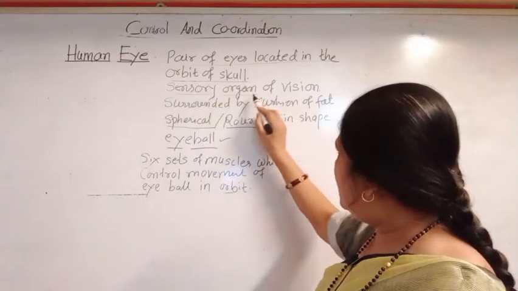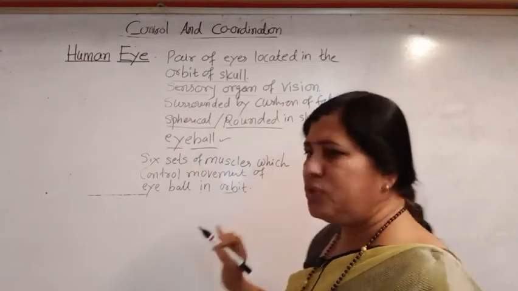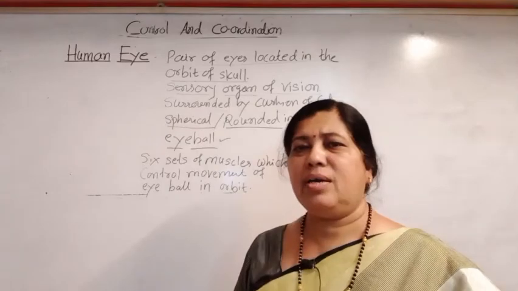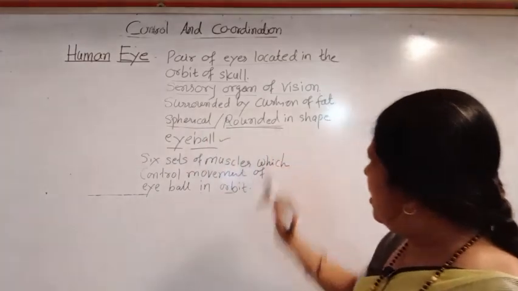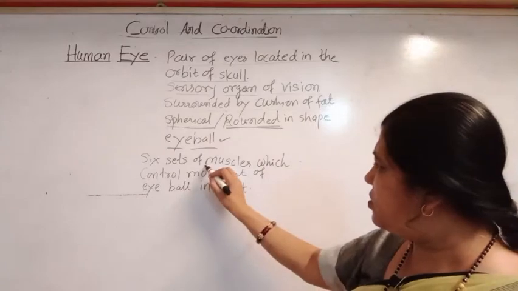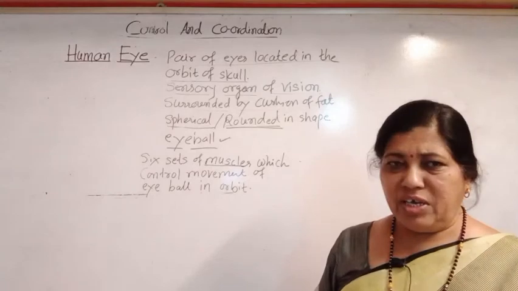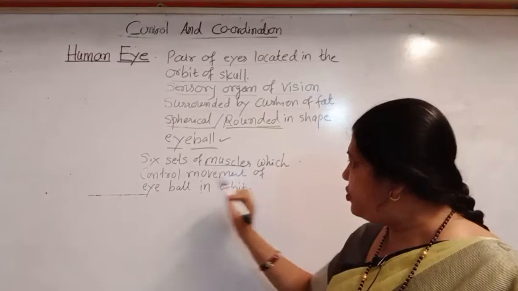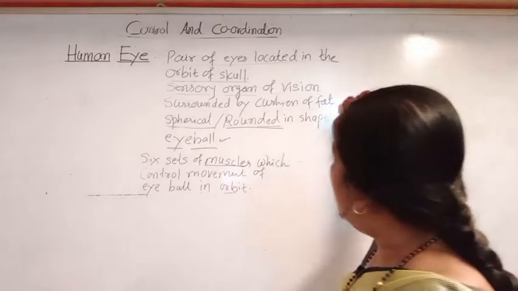And eyes are sensory organs of vision. Each eye is surrounded by a cushion of fat, that is protective in function, and it provides insulation and padding. Each eye is spherical or rounded in shape, and hence it is called eyeball. There are 6 sets of muscles, rectus muscles: superior, inferior, oblique, lateral. 6 sets of muscles which control movement of the eyeball in the orbit of the skull.